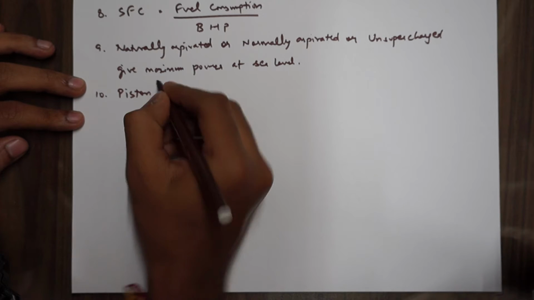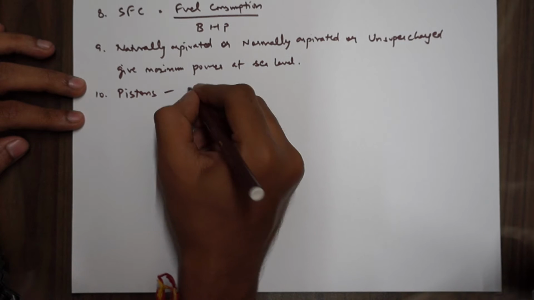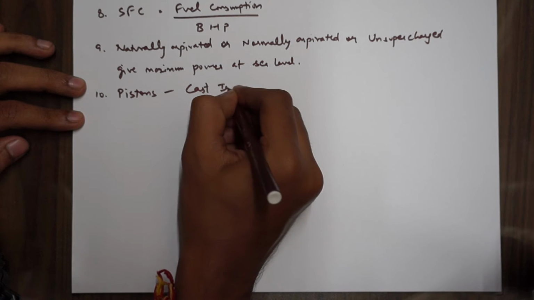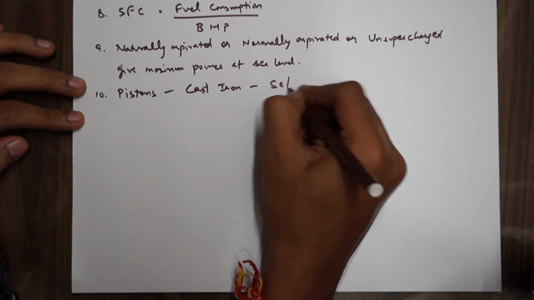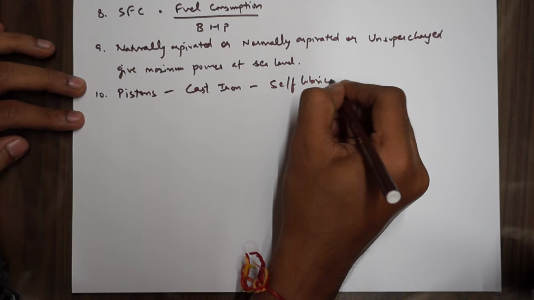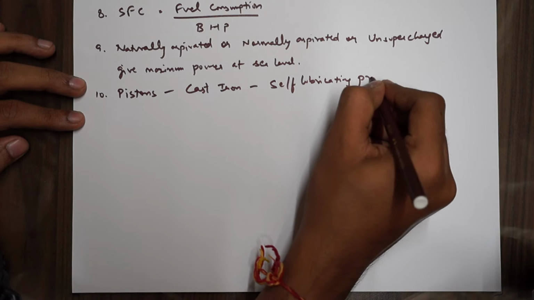Pistons, this is also very important. What are pistons made of? Pistons are made of cast iron. Why? Because cast iron has self lubricating properties.